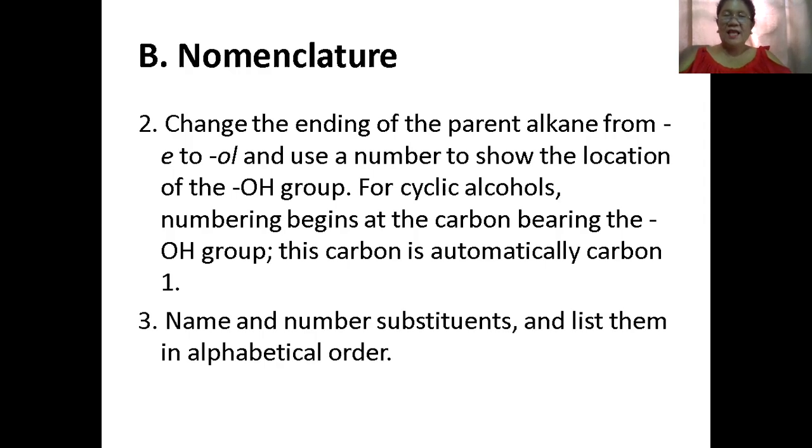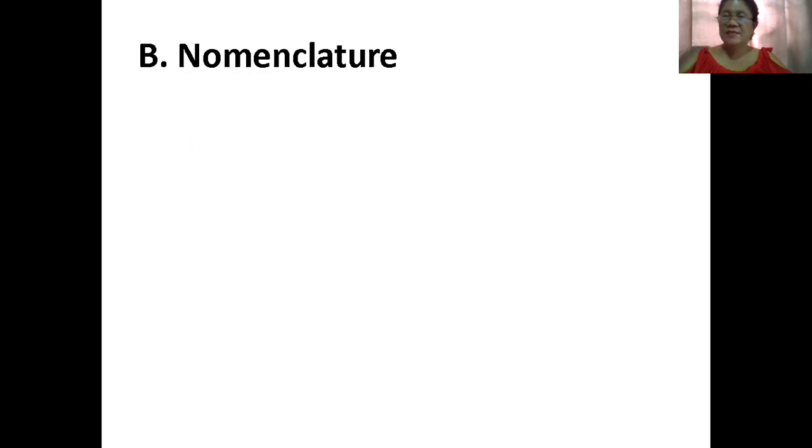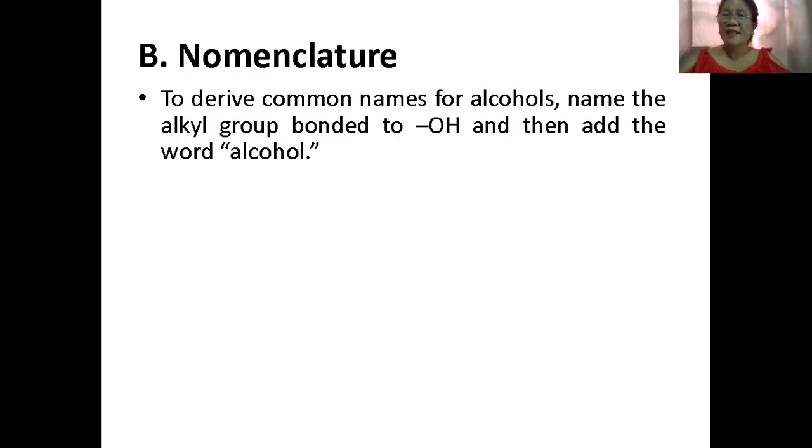Then name the other substituents and list them in alphabetical order. Same thing: other substituents should be in alphabetical order. If it is ethyl, methyl, benzyl, you should start with B, benzyl, followed by ethyl, then methyl. So the substituents or attachments should be in alphabetical order.